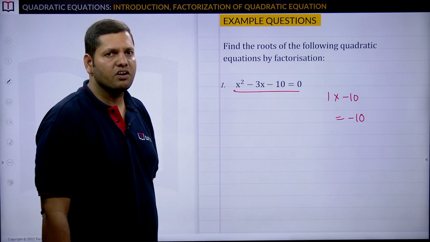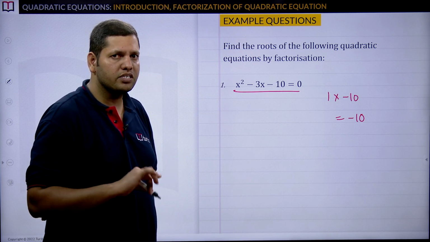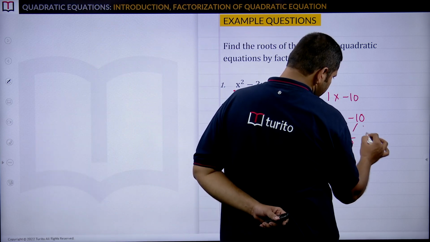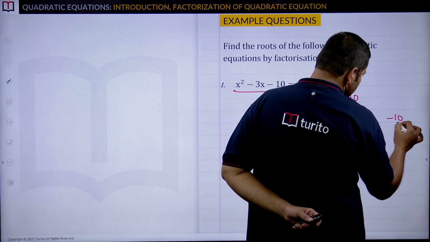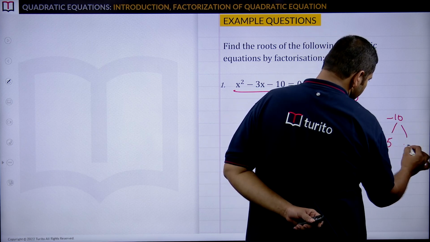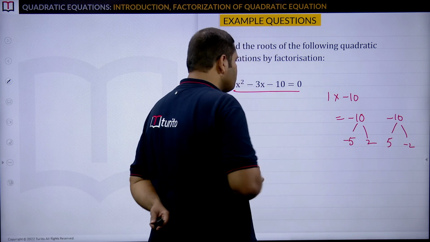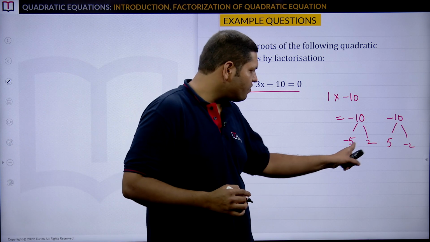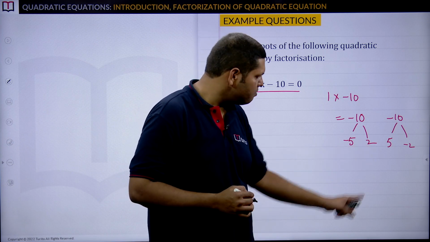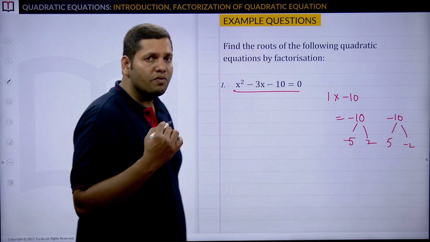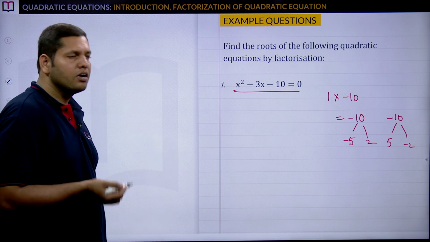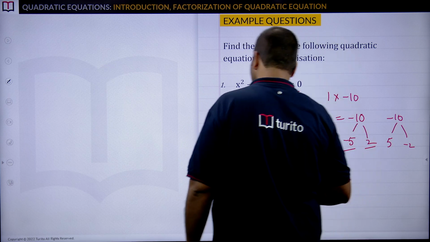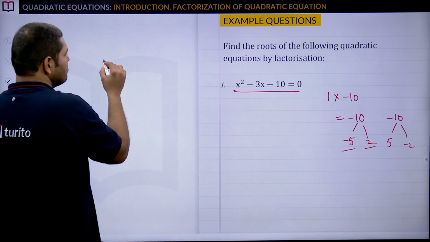Then I want to write minus 10 as a product of two factors. The first combination I am writing as, children, minus 5 and 2. The next combination I am writing as 5 and minus 2. But, children, look at the x coefficient. Here what is the x coefficient, children? Minus 3. Now I am adding minus 5 plus 2, it is minus 3. But 5 minus 2 is plus 3. So what is the suitable combination here? Minus 5 and plus 2 is the suitable combination.